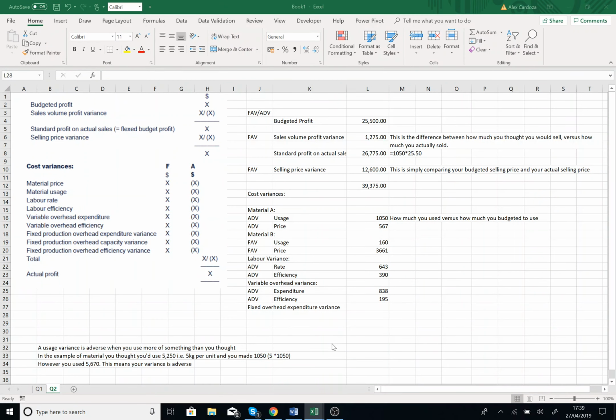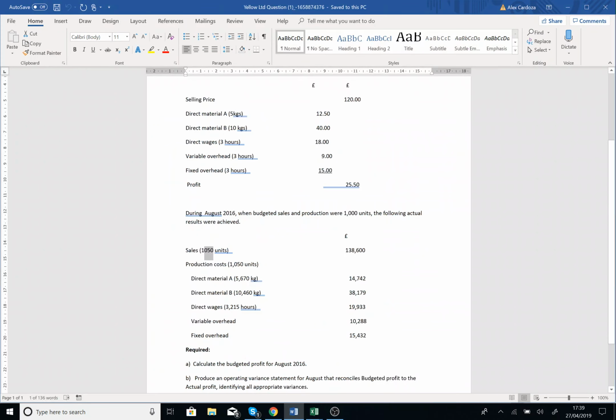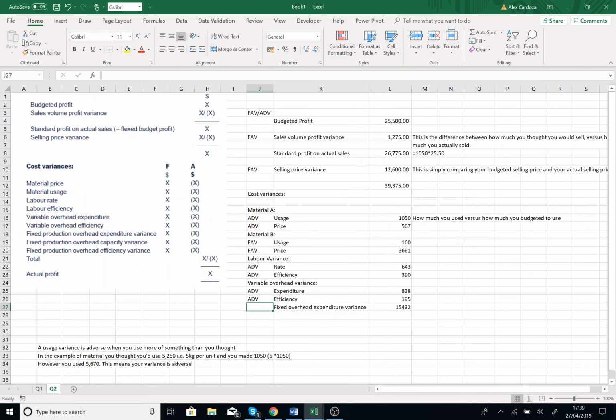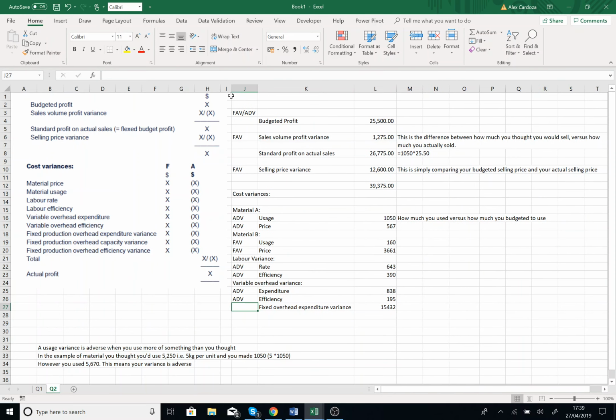Okay, so the expenditure variance, we can see that you spent 15,432. Okay, let's just put that there. Make it a bit bigger. Bring it in a bit. You spent 15,432. Actually, you thought you would spend 1,000 times 15, which is 15,000. So you actually have got a negative adverse variance here.